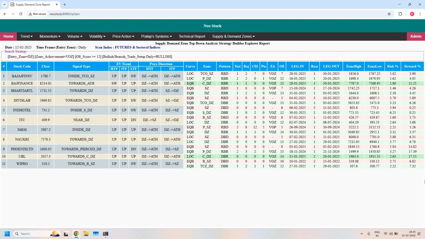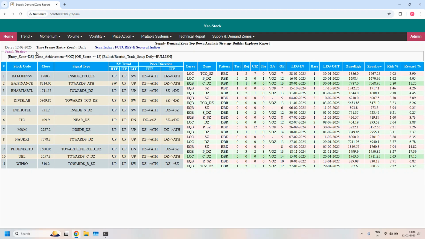So these 11 stocks are currently supporting bullish trade setup for daily income trade, and entry time frame zones are daily demand zones. Sorry, it's not daily income trade, it is monthly income trade. Entry zones are daily demand zones. So these are the monthly income trade bullish trade setup zones, that is the daily demand zones. Out of these 11 daily demand zones, we can further filter based on the zone confluence.